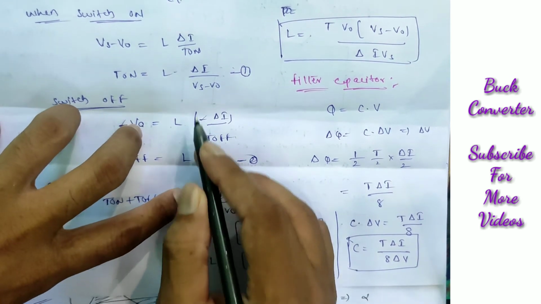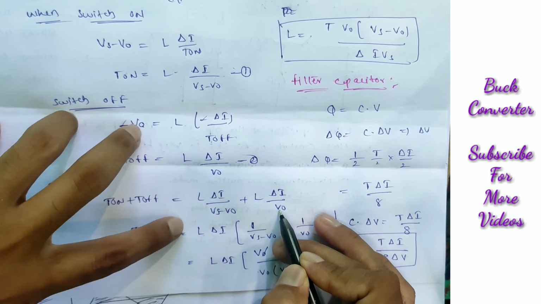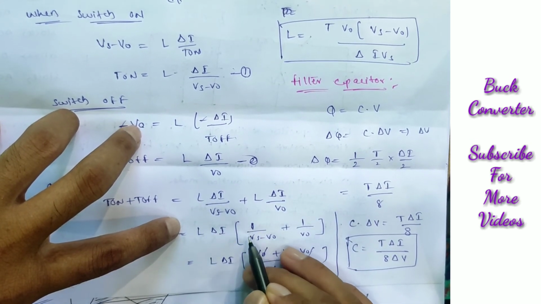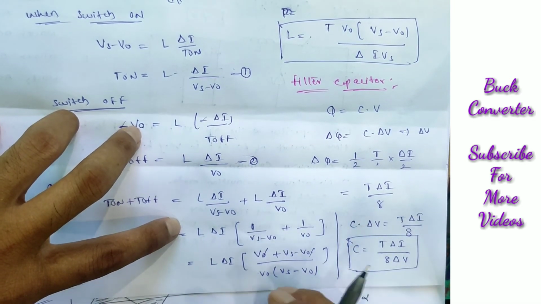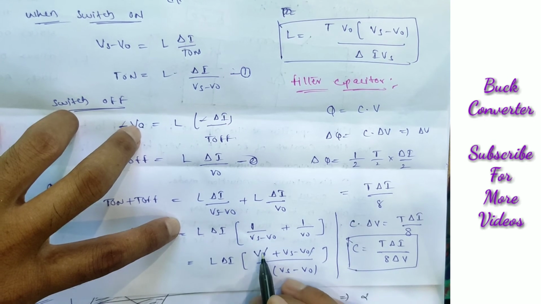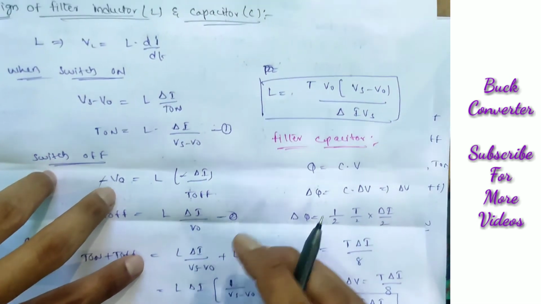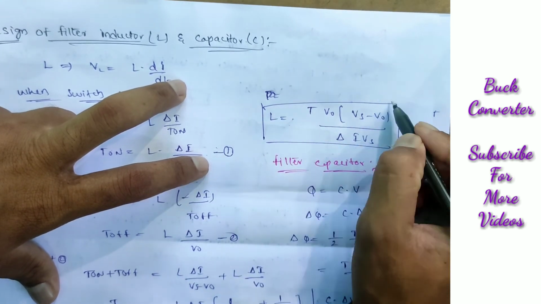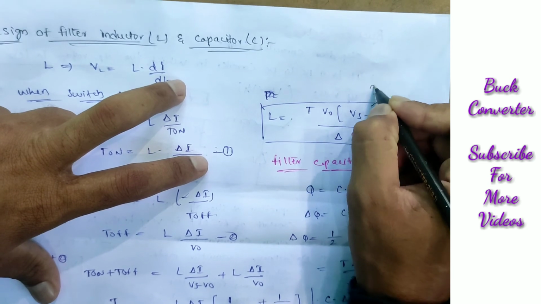Then T equals L delta I by Vs minus V0 plus L delta I by V0. Taking L delta I common, 1 by Vs minus V0 plus 1 by V0. Then by cross multiplication, V0 plus Vs minus V0 by V0 into Vs minus V0. Finally L equals T into V0. This expression is the filter expression for the inductor.